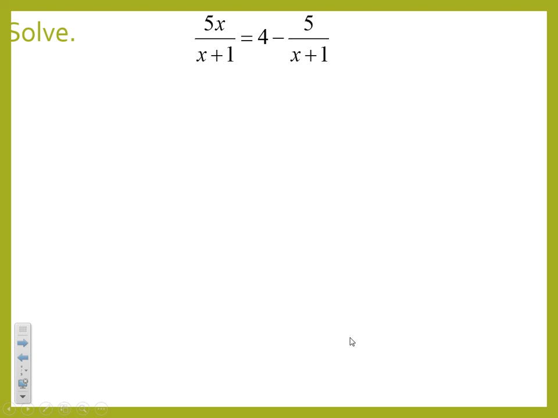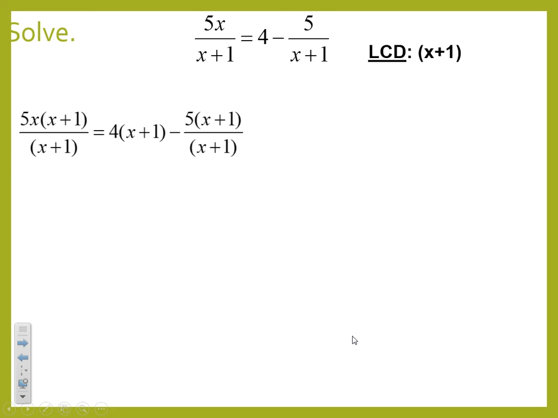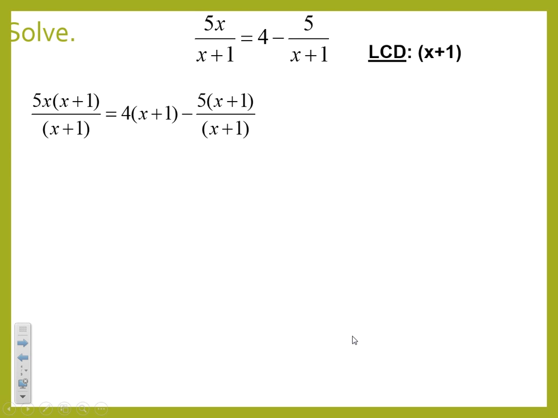In this example, of course, we want to find an LCD, and that LCD is x plus 1. So now we're going to multiply everything in our fraction through by x plus 1. And once we do that, we see that the x plus 1's cancel there. Nothing cancels in the second term, but in the last ratio, the x plus 1's cancel. And we're left with this equation.